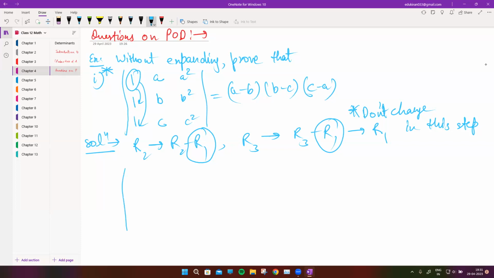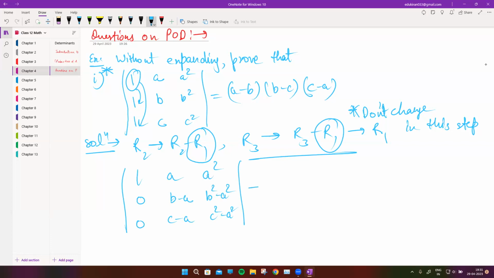So after applying these two rules, I'm not changing R1, so R1 is the same. R2 will be R2 minus R1, so this becomes 0. This becomes b minus a, and this becomes b square minus a square. Now this also becomes 0, R3 minus R1. This becomes c minus a, and this becomes c square minus a square. And the value of the determinant is still the same. This is the same determinant.